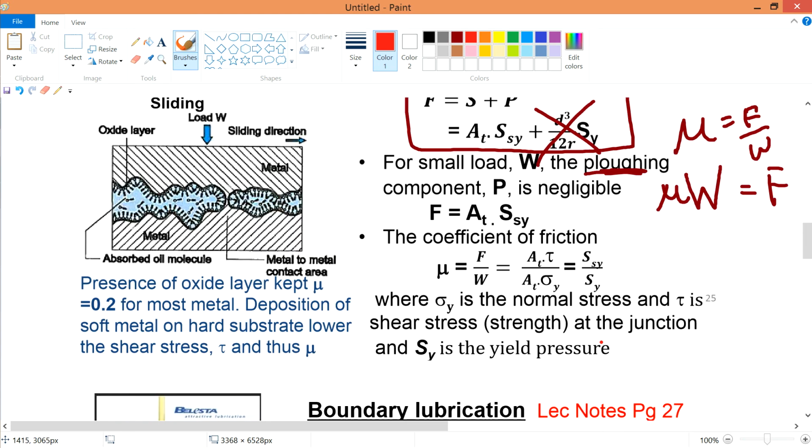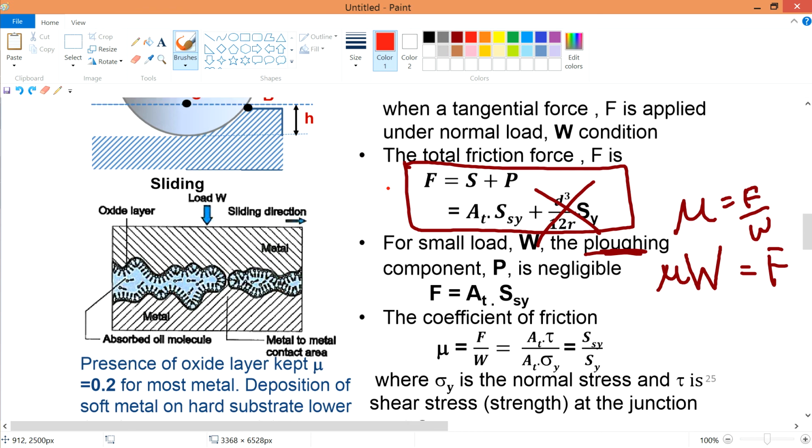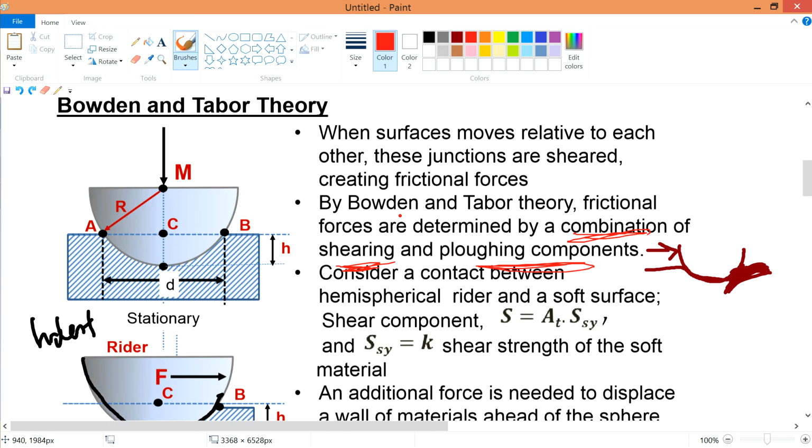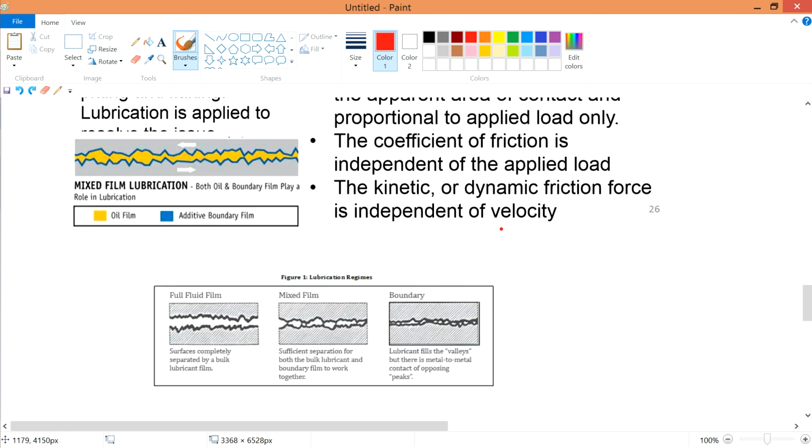A key takeaway you should check out is that the oxide layer has a coefficient of 0.2. You should check it out, keep it in mind. And maybe you should know about the theory of this, the shearing and the plowing. Plowing is to plow away the material in front of it. At least I learned something. So for me, it's quite educational now.